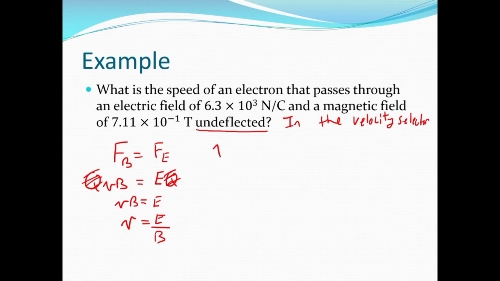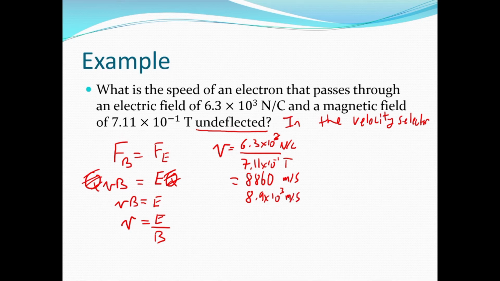Now our electric field is 6.3 times 10 to the positive 3 newtons per coulomb, and our magnetic field is 7.11 times 10 to the negative 1 Tesla. This will give us the speed in meters per second. We get a speed of about 8,860 meters per second, or about 8.9 times 10 to the 3 meters per second. So any electron coming out of that velocity selector will be guaranteed to have this speed. In actuality, any charged particle coming out of the velocity selector will have this speed.